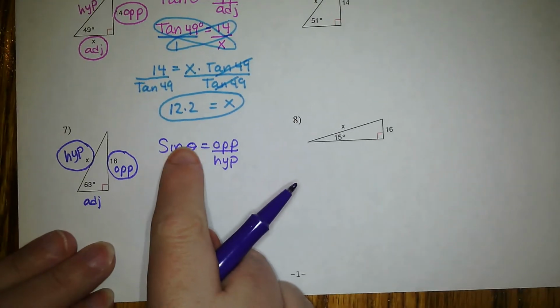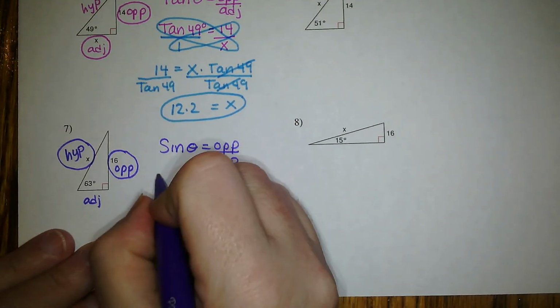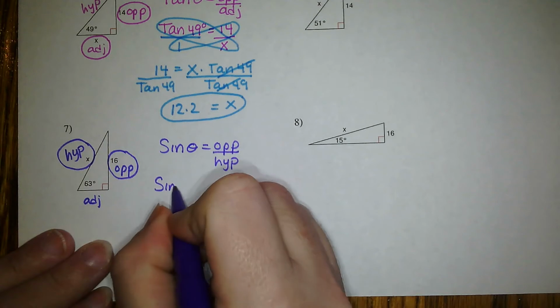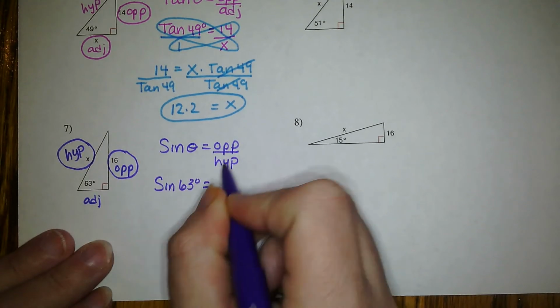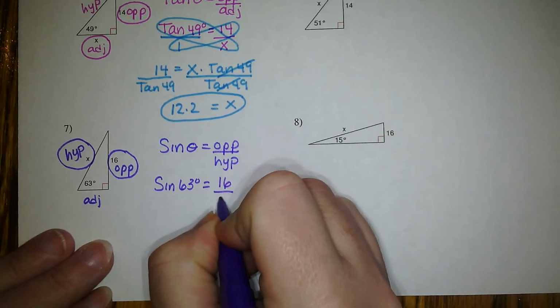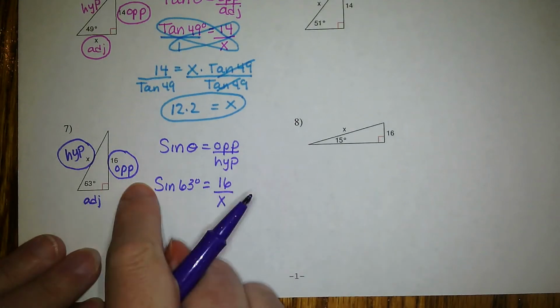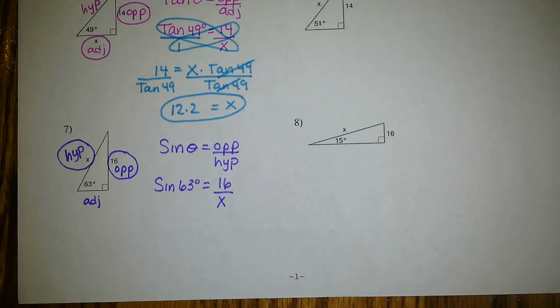Don't forget that we're going to fill in all of these 3 spots. So I'm going to have sine. My theta is 63 degrees. My opposite is 16. My hypotenuse is x. And I know that because I labeled them. See how fast and easy this is?